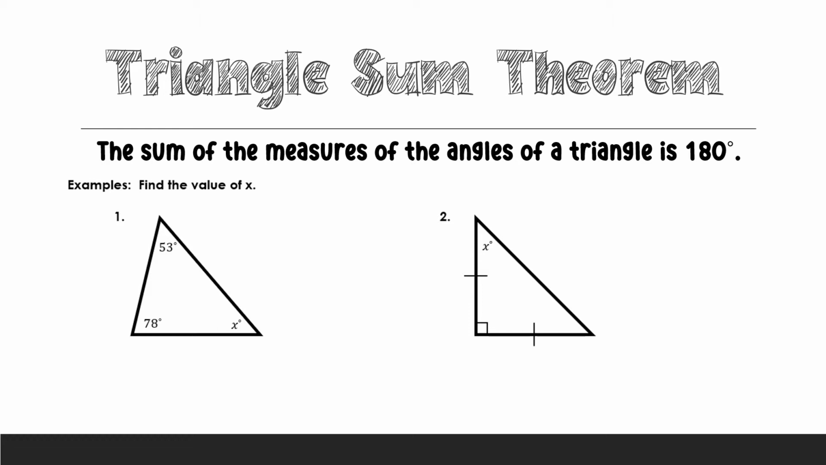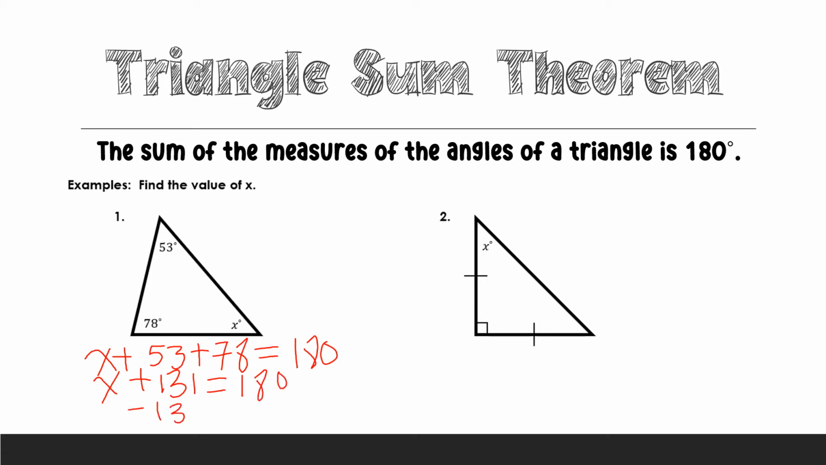So we're going to start by finding some missing angles. For number one, it's pretty straightforward. You have two measures of 53 and 78, and we're looking for that third missing angle. To find it, we're going to add them together. x plus 53 plus 78 equals 180. You can add 53 and 78 together, which is 131. Then we're going to need to subtract 131 from both sides. 180 minus 131 is 49, so x would equal 49.